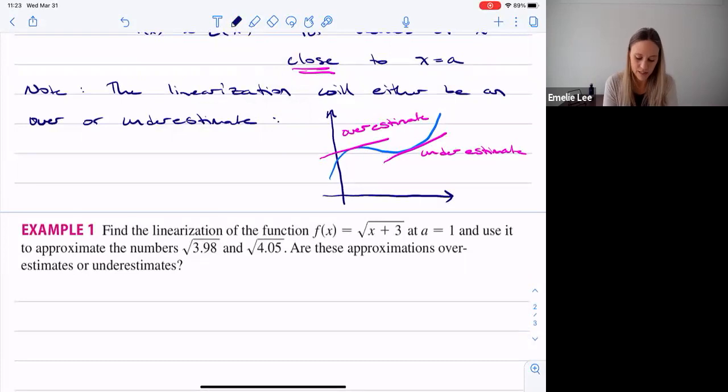So now find the linearization of the function. So basically what we're going to do is find the equation of the tangent line at a equals 1.